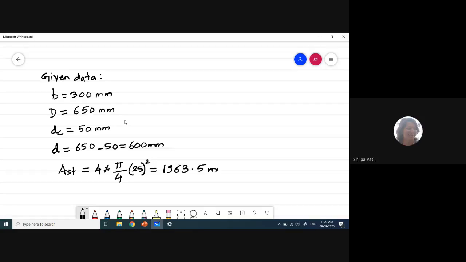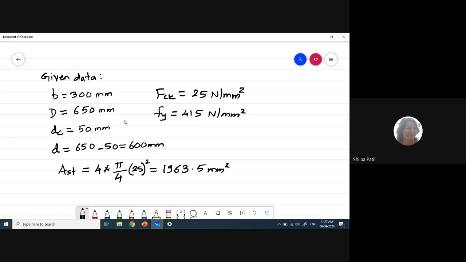Okay, mm square. This is about AST. Then they have given the grade of the concrete also. So what is FCK? 25 Newton per mm square. And grade of steel is also given. So what is FY? 415 Newton per mm square.